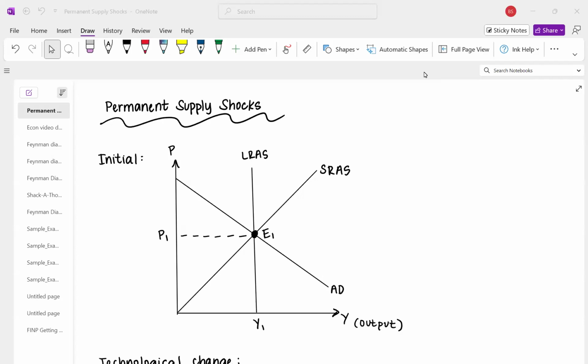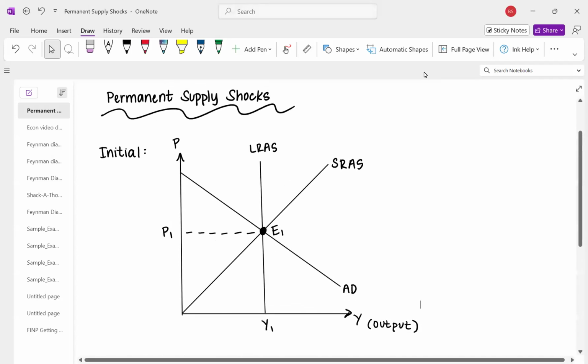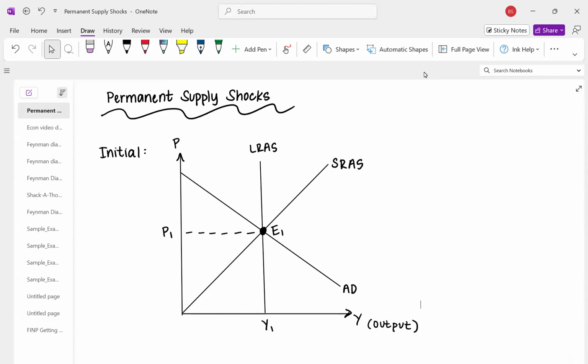Today we will be going over the permanent supply shocks in the AD-AS model. So first I've drawn out our initial economy and I've labeled my X and Y axis with their respective labels. So we can see that the Y axis is P, which represents price. And then our X axis is Y, which represents output.